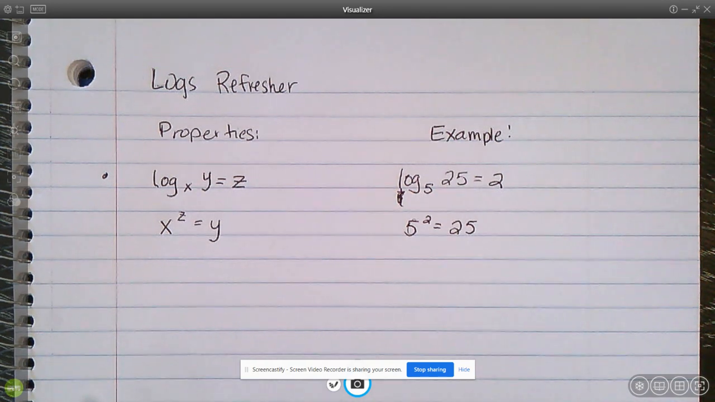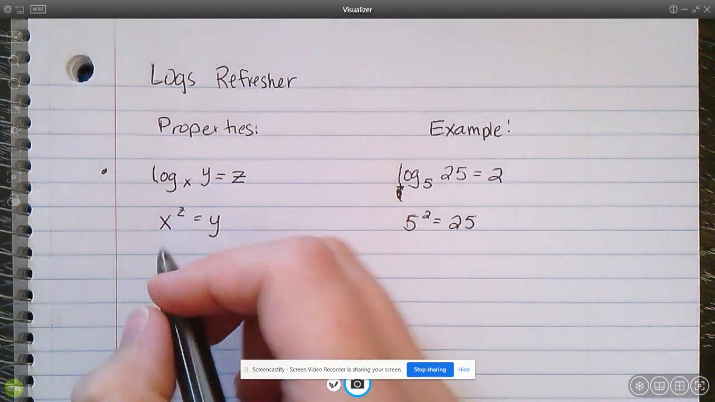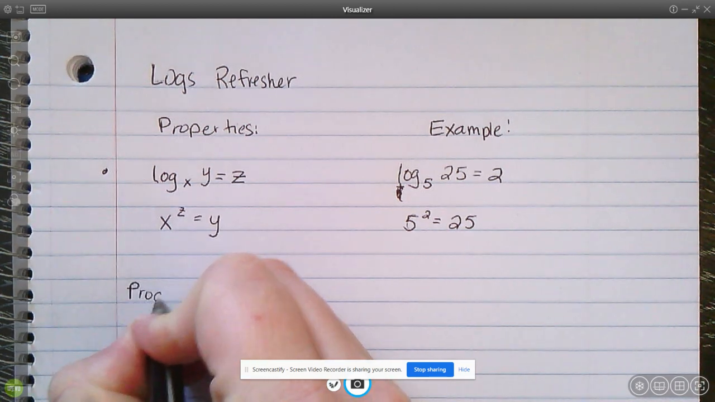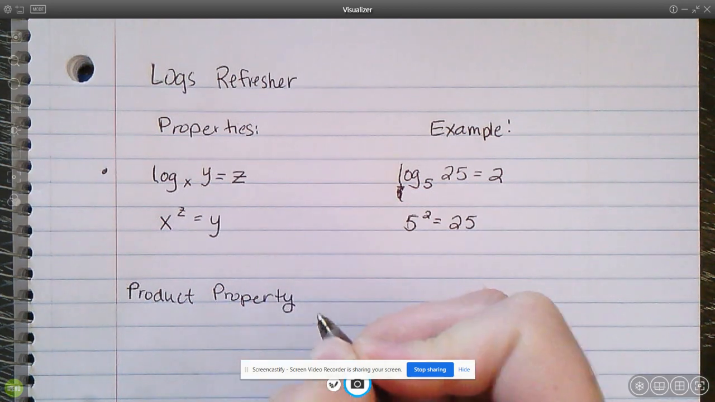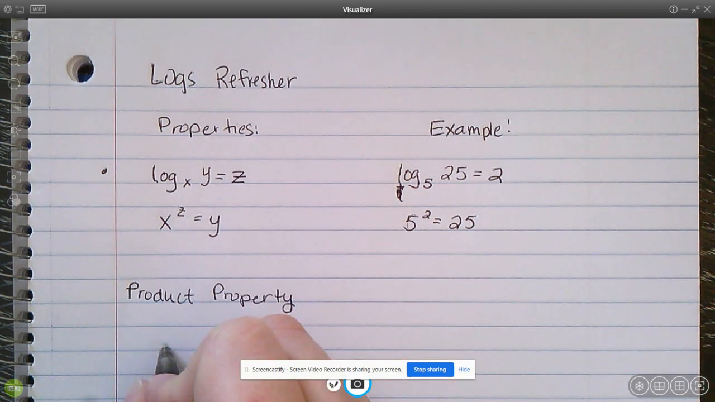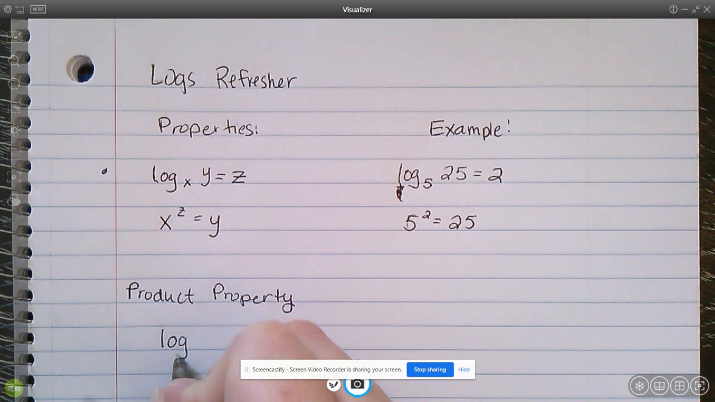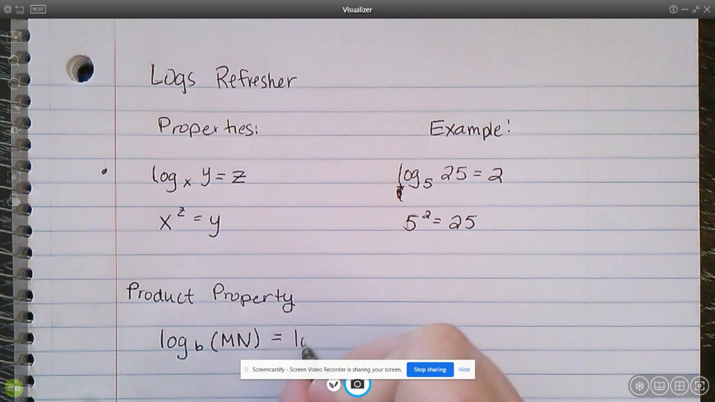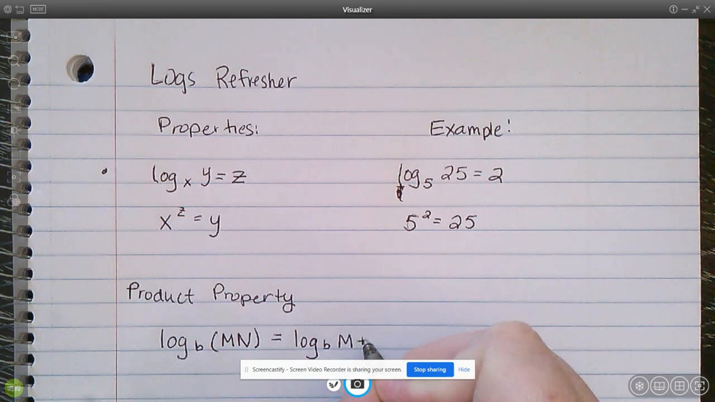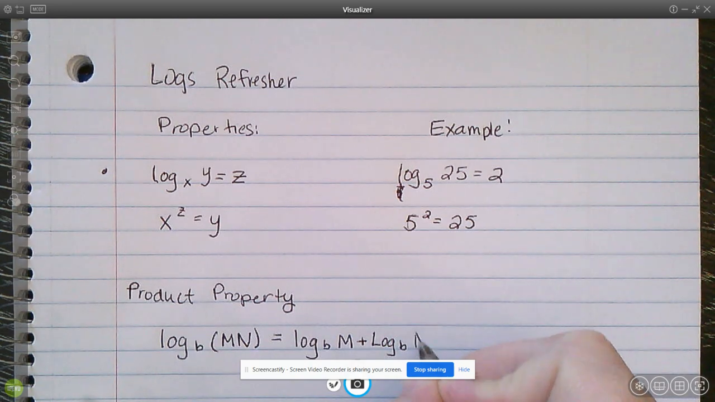Okay, the next property we want to look at is the product. So product property. So let's write log base b of mn. That's going to be the same as log base b of m plus log base b of n.